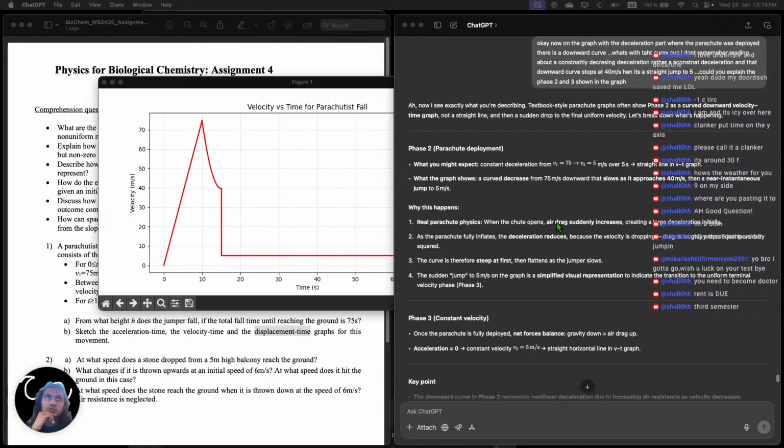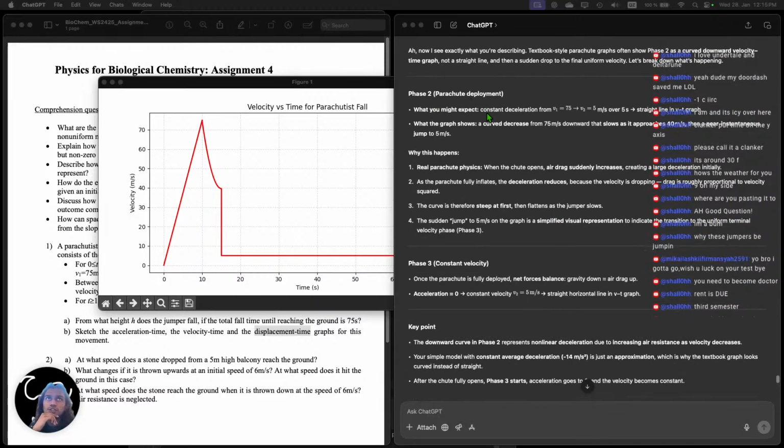Textbook style parachute, what you might expect: constant deceleration, straight line in the velocity-time graph. What the graph shows is a curved decrease from 75 downwards that slows as it approaches 40 meters per second. Then a near instantaneous jump.